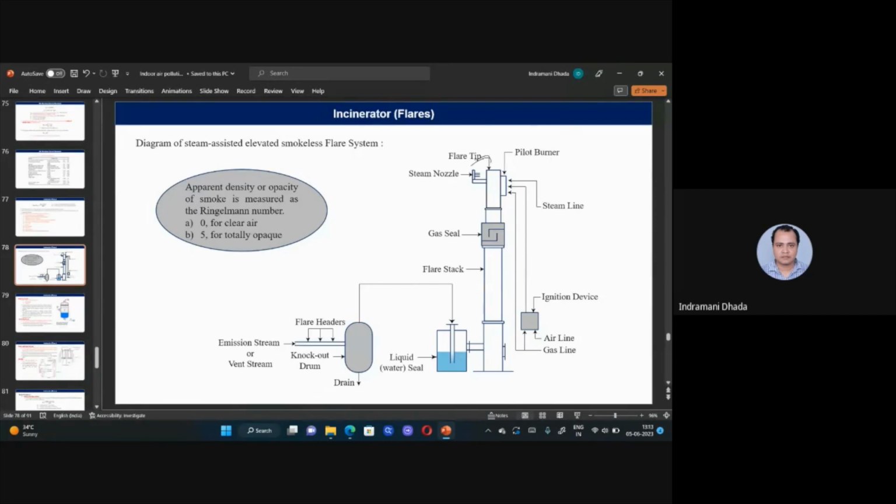These are global warming gases having global warming potentials. So those things should be burnt before releasing to the atmosphere, and that is done through the flare tips. At the top there will be a flare tip that will automatically burn those things, and they can be converted to CO2 and H2O. Okay.